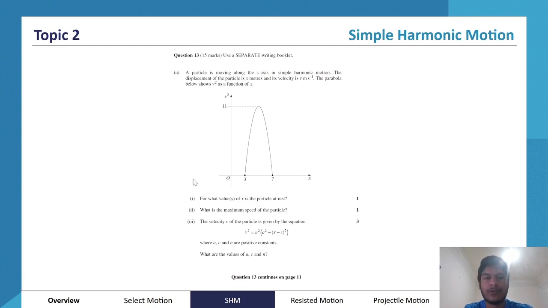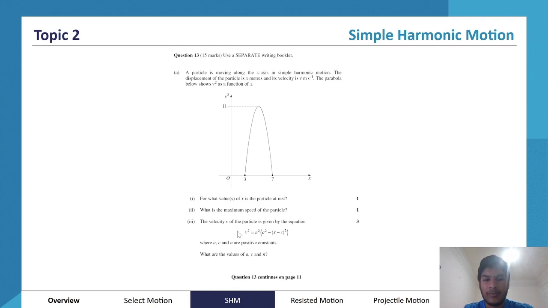Well, if the particle is at rest, v equals 0. V squared must therefore also be equal to 0. And when's that the case? At x equals 3 and x equals 7. So part 1, the answers are x equals 3, x equals 7. Okay. From there, we have, what is the maximum speed of the particle? Again, not a trick question, not a hard question. It's just v squared is 11. So if v squared is 11, maximum speed must be √11 meters per second.